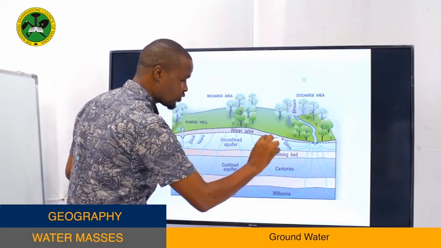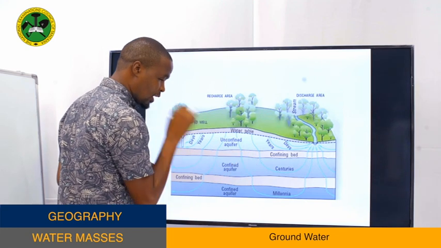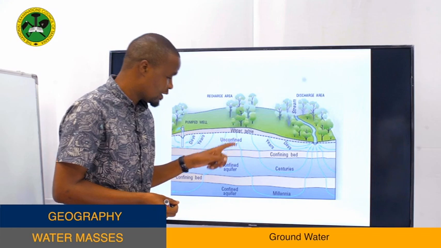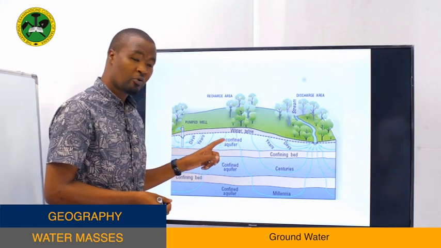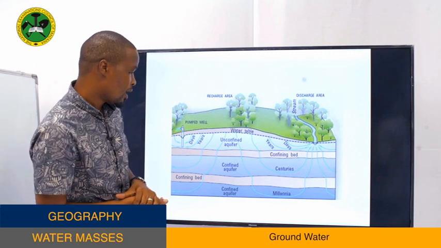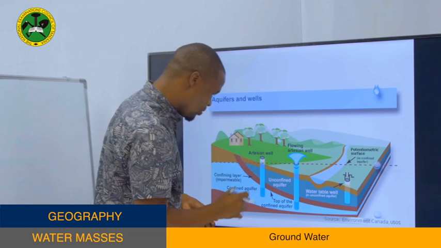As you can see right here, we have the soft rock, this one is the aquifer, and this is the hard rock. So the aquifer is overlain by two rocks. One is soft rock and the other is hard rock. This type of aquifer we call the unconfined aquifer. Then from there, let's see another diagram so that I can explain more of these features.